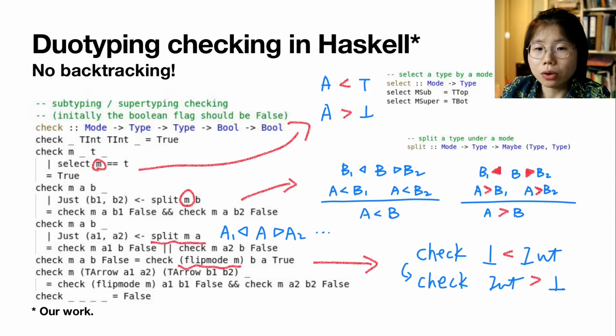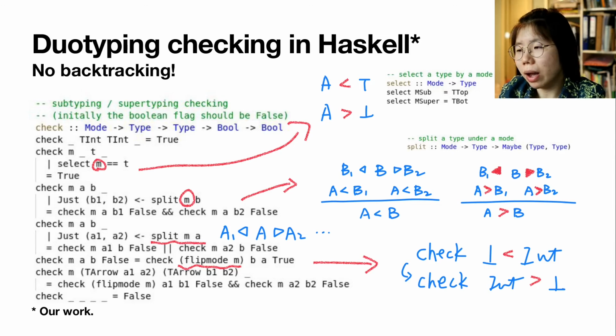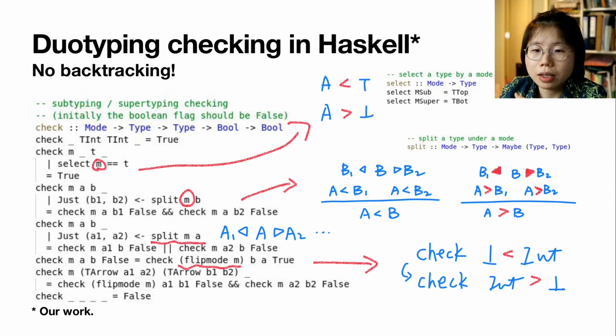And in the middle, we have two cases that deal with splittable types. Firstly, we try to split the right-hand side type under the current mode. If the mode is subtyping, we split it in the intersection way. If the mode is supertyping, we split in the union way. Only if we cannot split it, we will go to the next case and try to split the left-hand side type. So there is no backtracking across these cases.